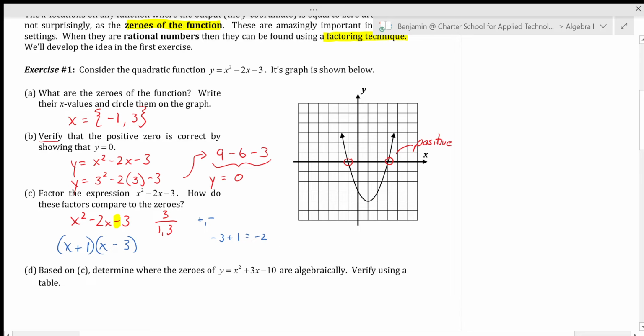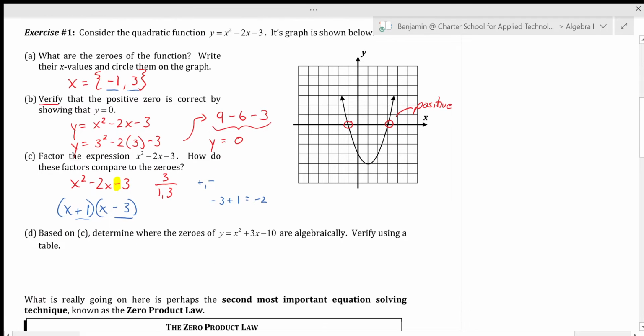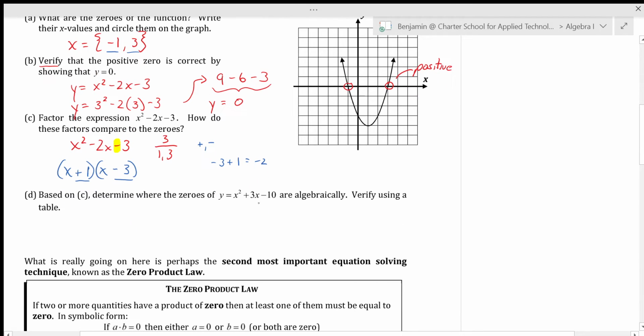How do these factors compare to zeros? You got 1 and 3. What do you know? You got an answer, -1 and a +3. So our job is to write down our answers for the following one. This is what we're going to try to get you to understand today. I'm just going to show you what it's going to look like.